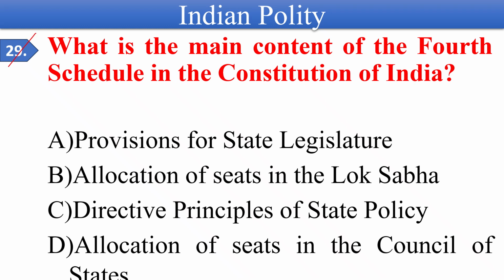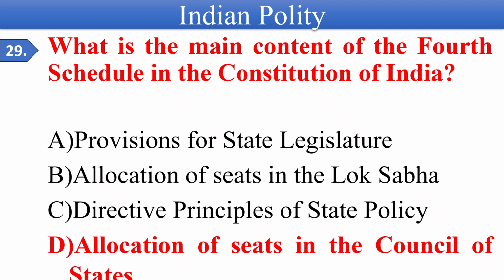Question number 29. What is the main content of the fourth schedule in the Constitution of India? Option A. Provisions for state legislature. Option B. Allocation of seats in the Lok Sabha. Option C. Directive principles of state policy. Option D. Allocation of seats in the Council of States. Option D. Allocation of seats in the Council of States is the correct answer.